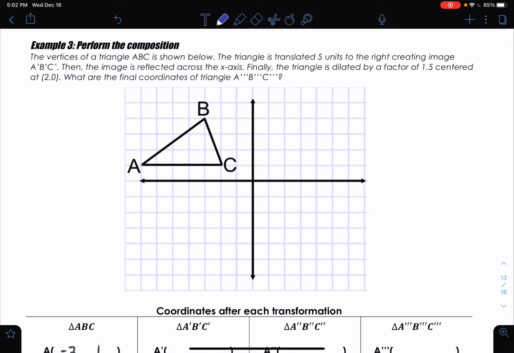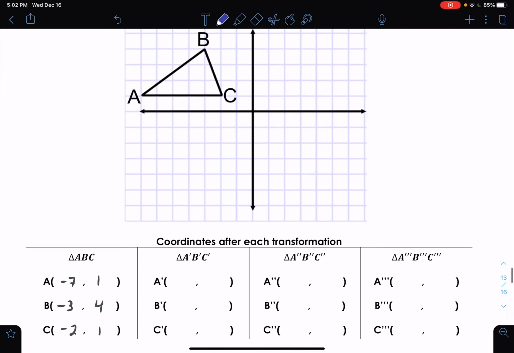In example 3 here, we're going to perform multiple compositions on this triangle ABC. So this is our pre-image. Here are the coordinates.